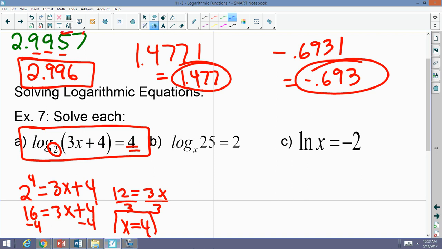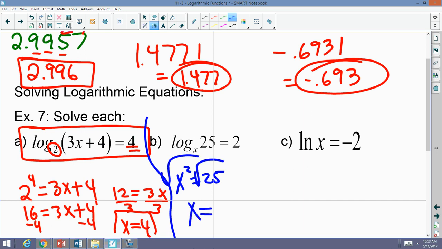We'll do it in blue. How would I set up B? Because we sure as heck cannot do it like that. What's up, my brother? X to the 2nd power equals 25. How do I get rid of a power of 2, my brother? You square root it. That's right. So then X is going to equal, thank you, plus or minus 5.